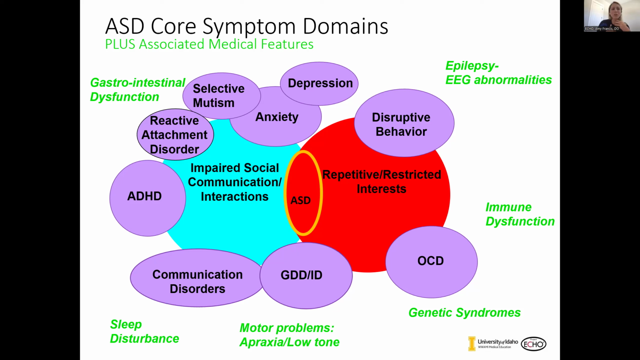In addition to that, there are all these associated medical features with autism. So many children have gastrointestinal dysfunction. Constipation is very common. 80% or so of children with autism have sleep disturbances. Motor problems. So many children with autism also have developmental coordination disorder.